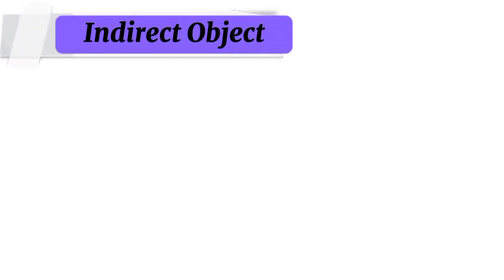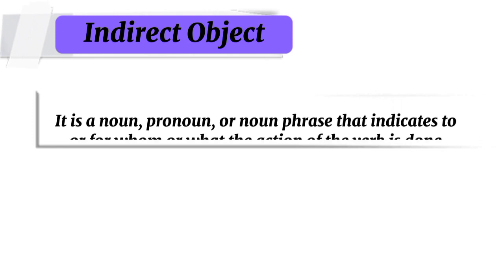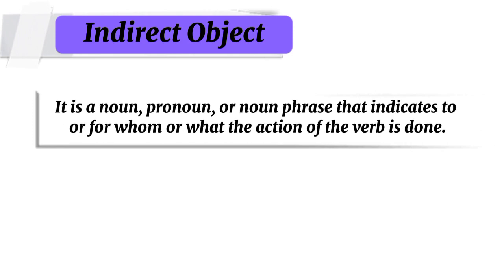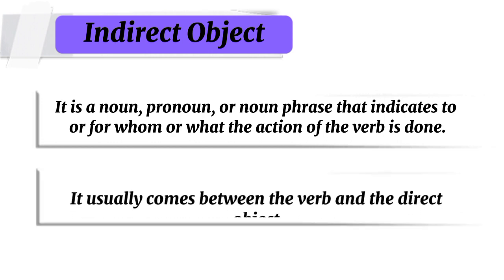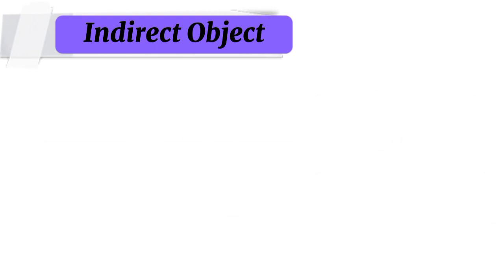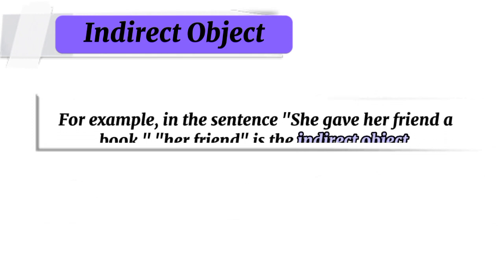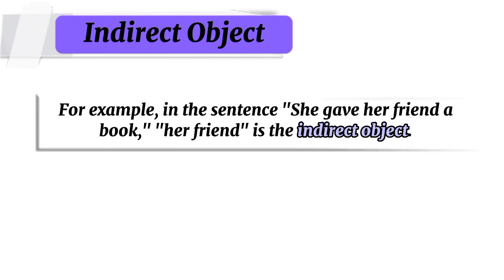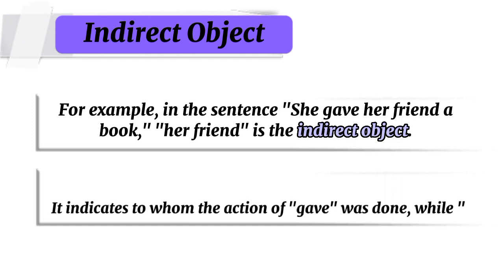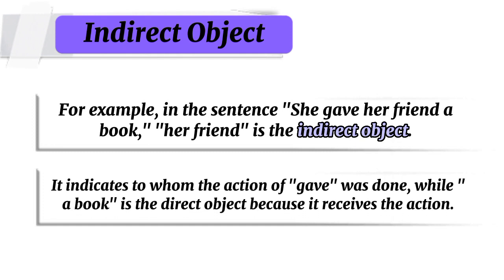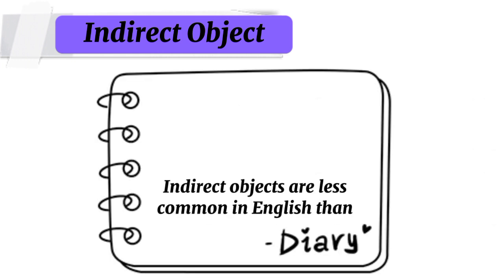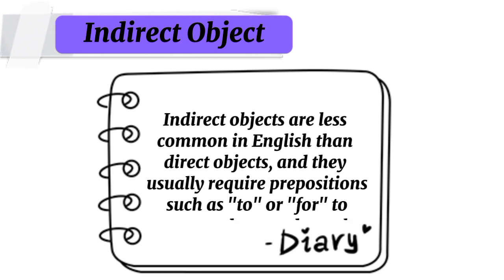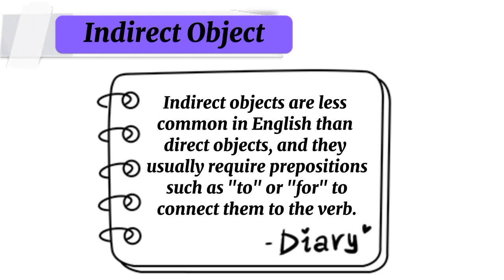Indirect object. It is a noun, pronoun, or noun phrase that indicates to or for whom or what the action of the verb is done. It usually comes between the verb and the direct object. For example, in the sentence, she gave her friend a book, her friend is the indirect object. It indicates to whom the action of gave was done, while a book is the direct object because it receives the action. Indirect objects are less common in English than direct objects, and they usually require prepositions such as to or for to connect them to the verb.